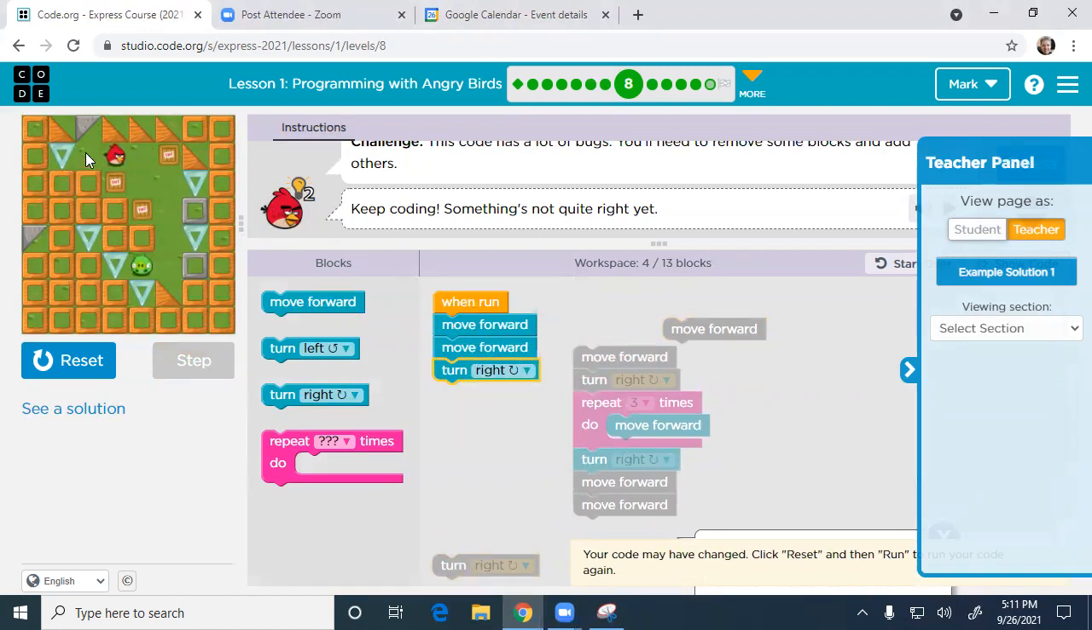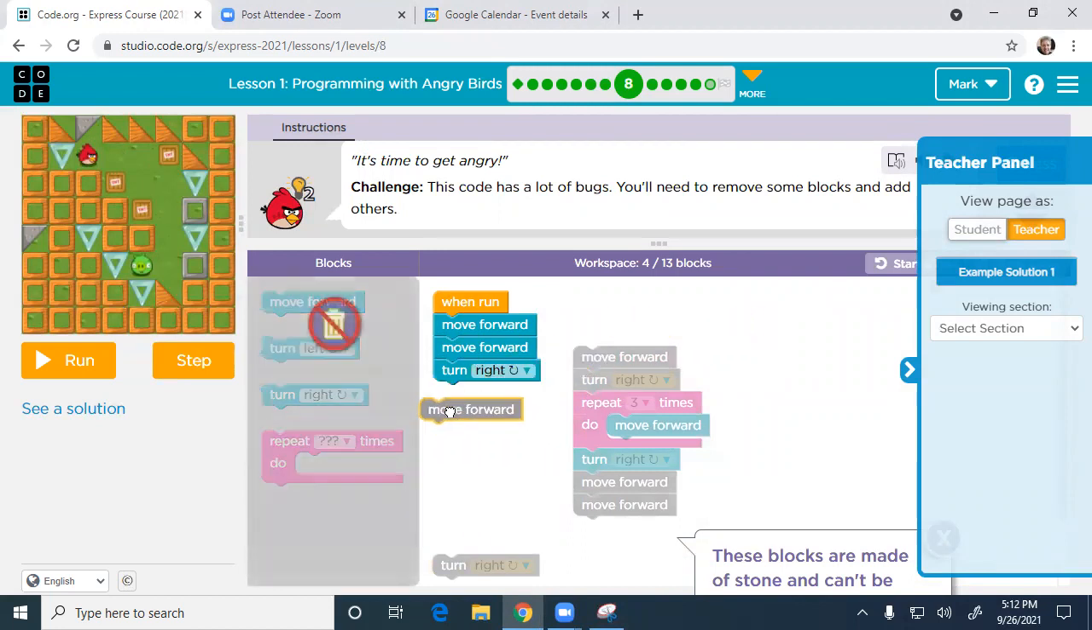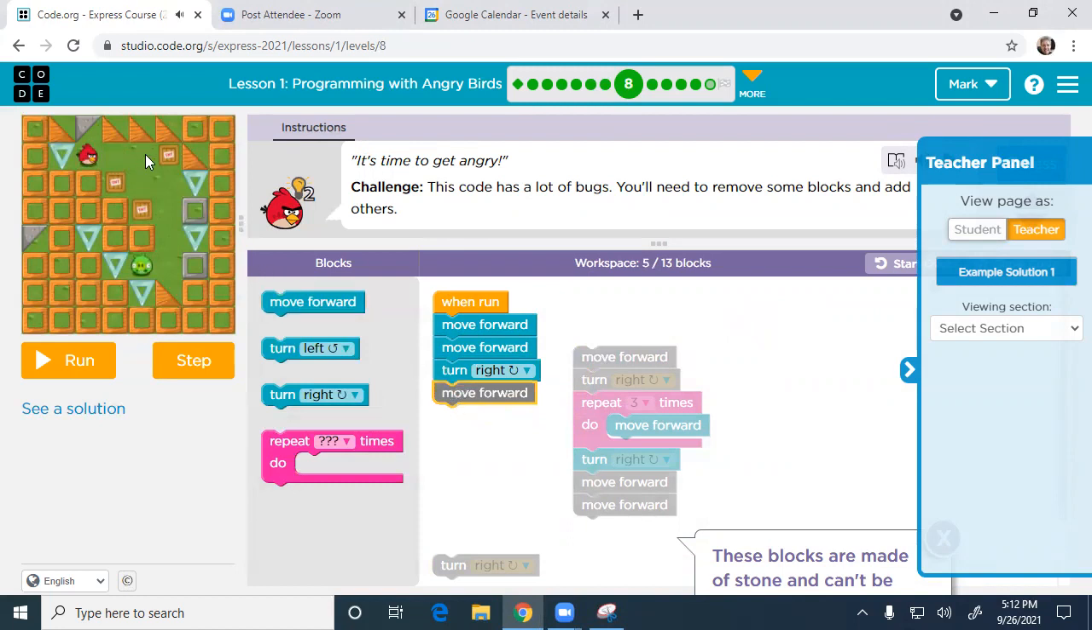Because the starting position is going to be here. When I reset it, the starting position is going to be there. Move forward, turn right. Then I'd have to move forward again, which would get me to here. Then I'd have to turn left. Move forward, turn left. So that would get me from here to here to here. Then I'm going to do another move forward, which would get me there. Then I'll turn right.